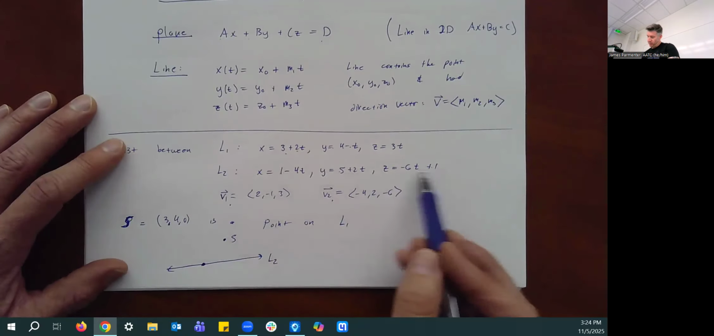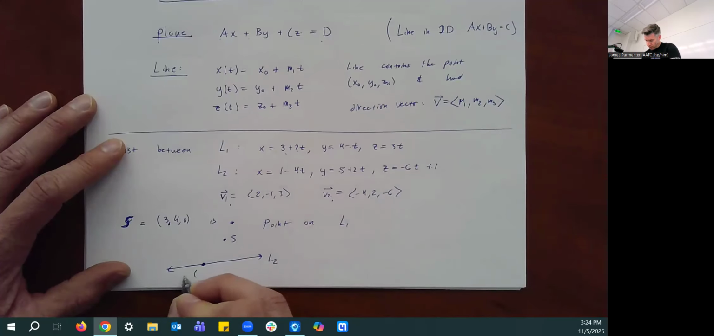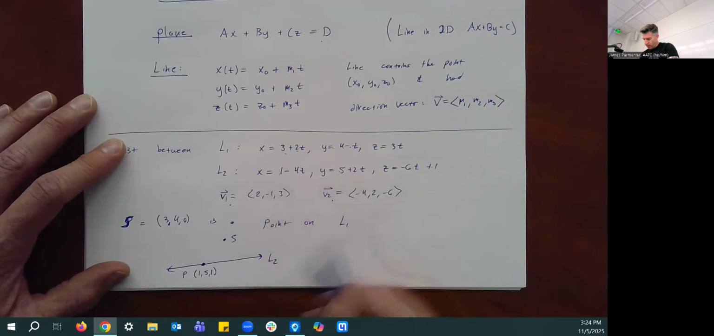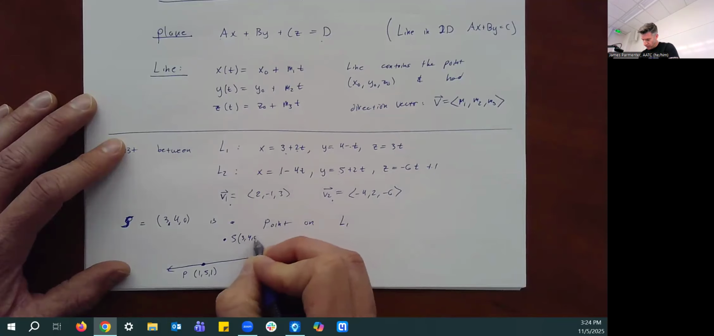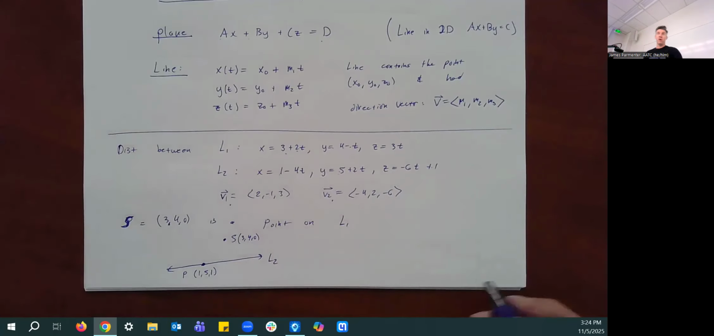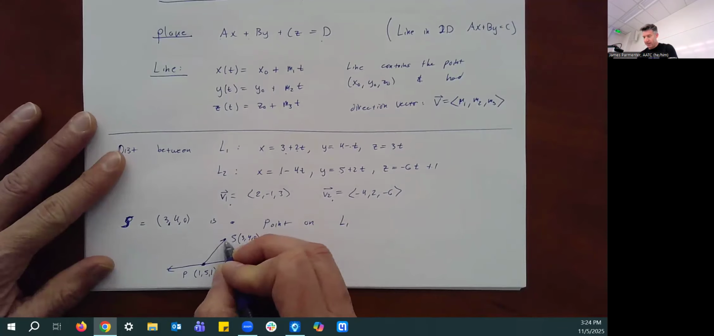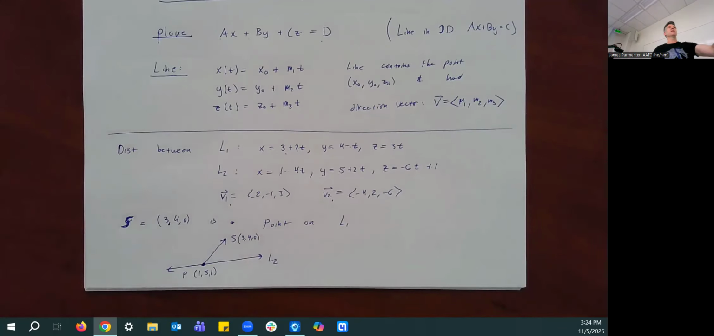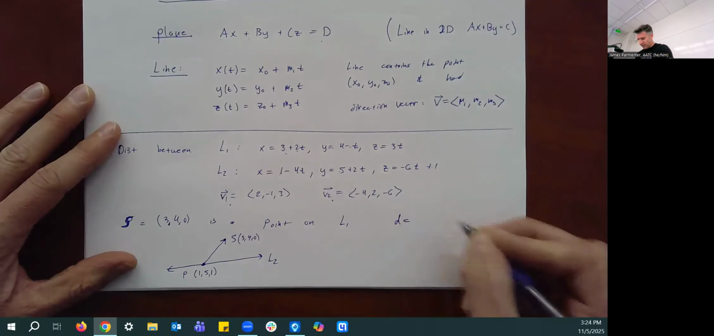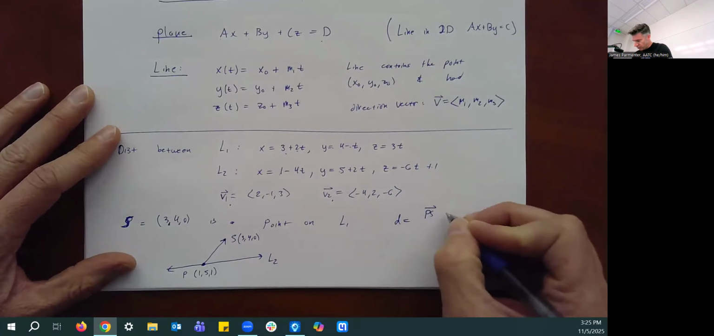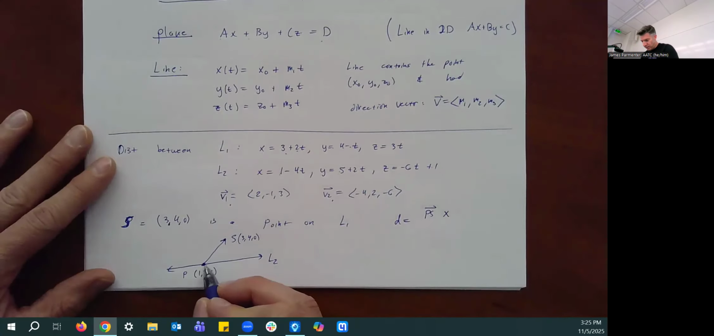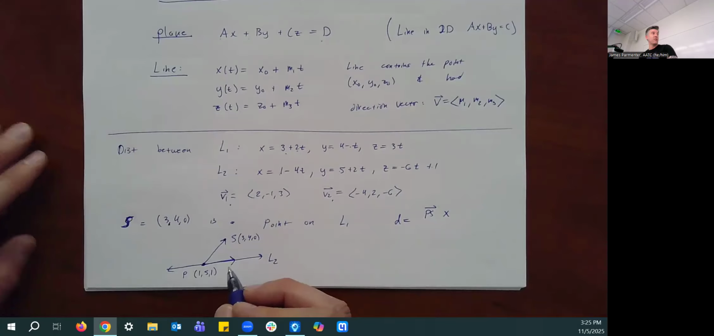So this point is our P, (1, 5, 1), and our S is (3, 4, 0). Now we're just trying to find the usual distance between a point and a line. I'm going to pretend like I remember the equation. Line rhymes with sine, and sine means we use the cross product. So the distance is the vector PS crossed with the only other vector you've got, which is the vector pointing in the direction of the line.